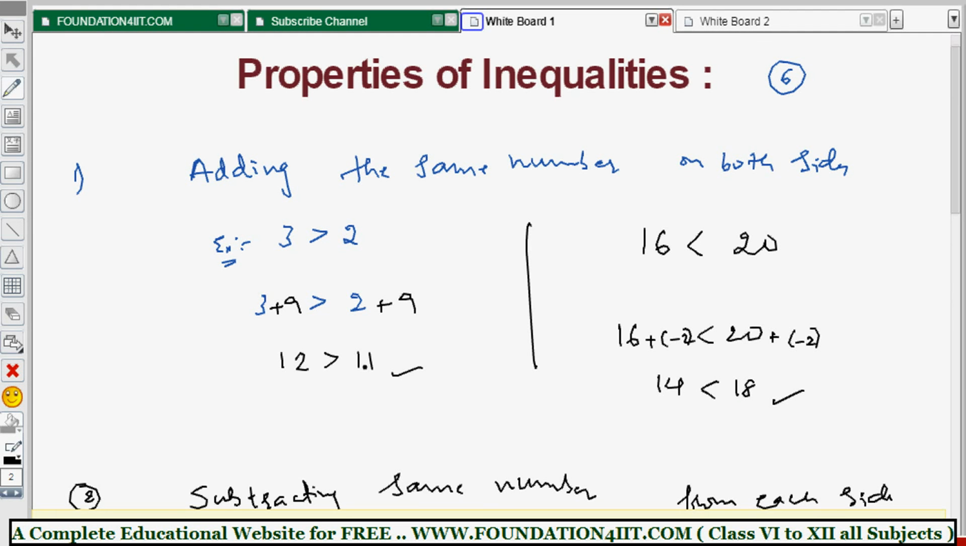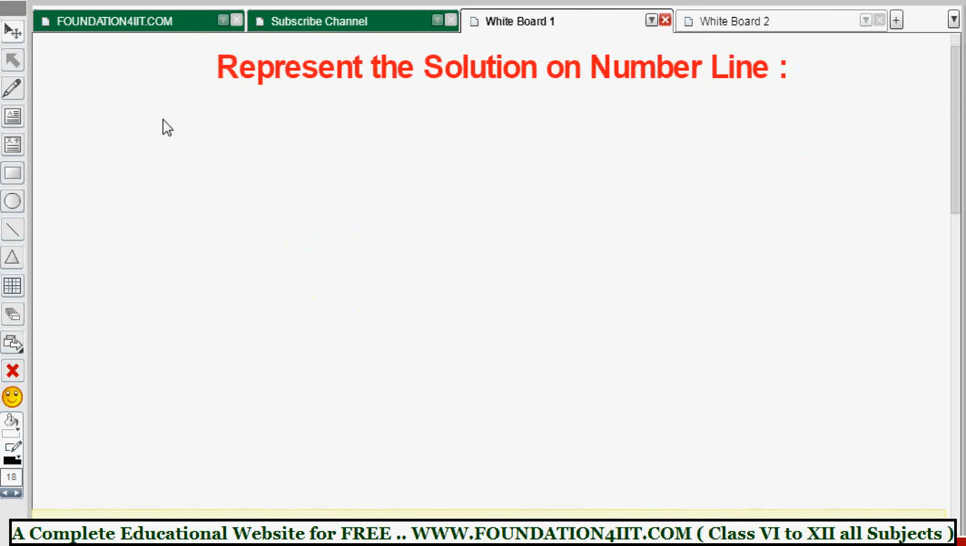So how to represent the solution set on a number line, and solving the problems of inequalities also using these properties. I'll explain now. Here, how to represent the inequation solution set on a number line. Before understanding how to solve and represent on a number line, we need to know some notations. Generally we shall be using the following notations.